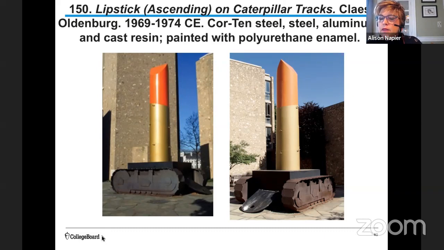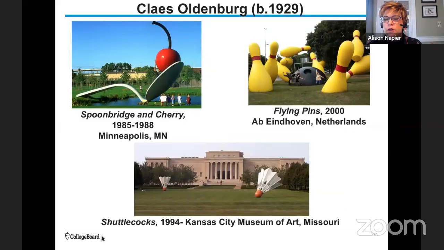Based on his work, we see, again, a large scale monument placed in site using a lipstick, right, which is an everyday object, a mass produced object, as well as the military vehicle. Now, Oldenburg's other works, again, are these large scale images of spoons and cherries and shuttlecocks and bowling pins that he creates depending on who's commissioning him in different sites. We have the Flying Pins, probably the most recent work from 2000 on this screen. He's done more recent works than this.